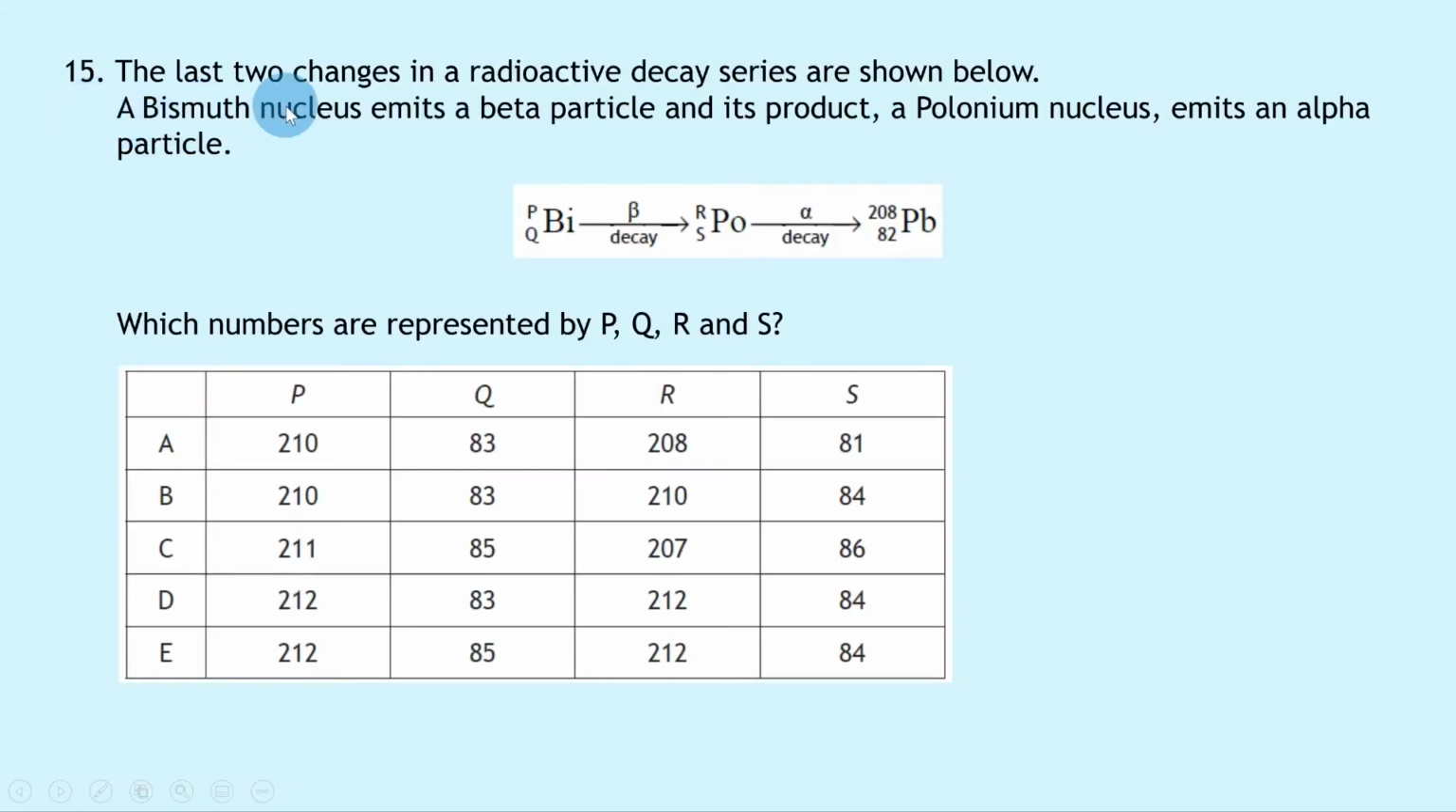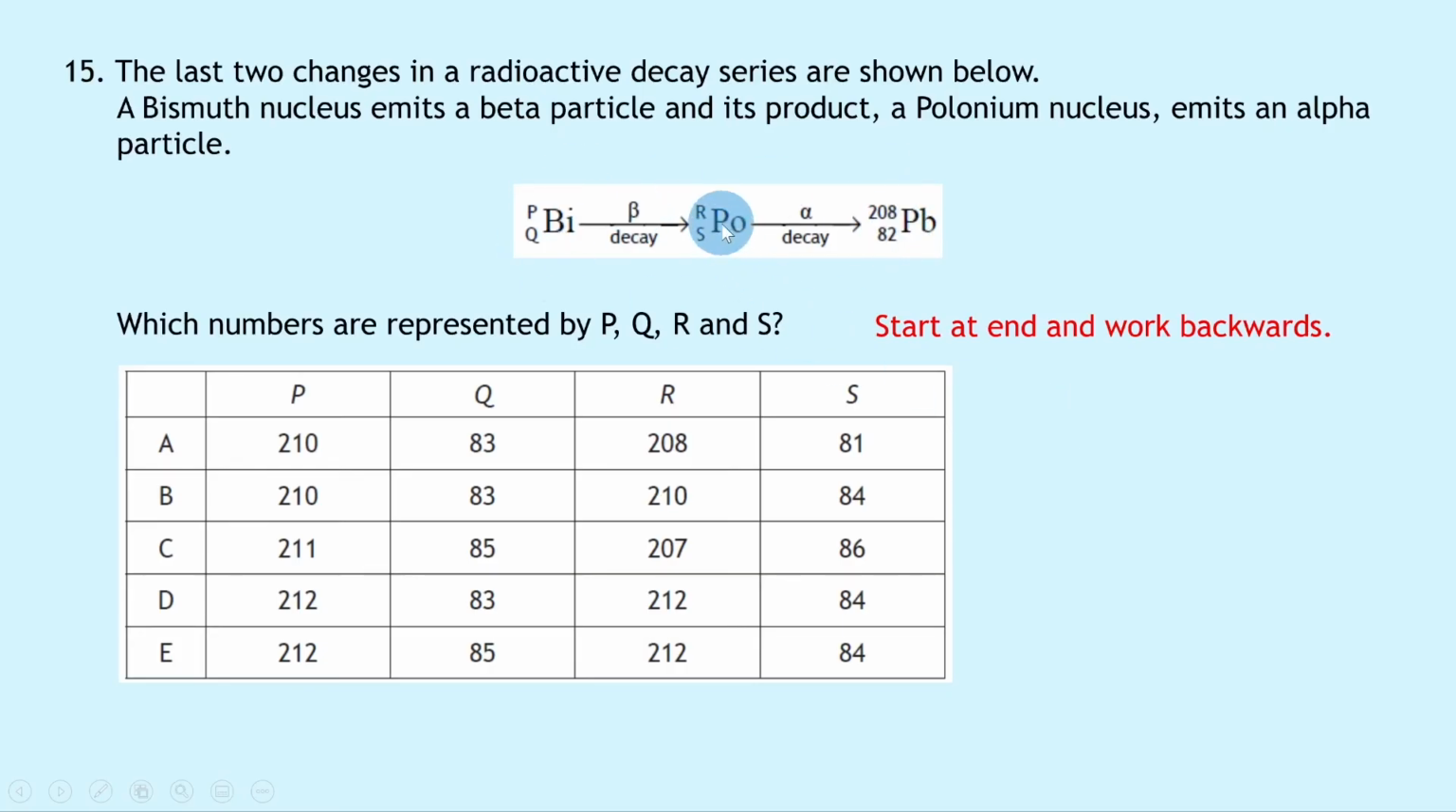Question 15 says the last 2 changes in a radioactive decay series are shown below. A bismuth nucleus emits a beta particle and its product, a polonium nucleus, emits an alpha particle. So we have our bismuth nucleus undergoing a beta decay to give us polonium, and then this polonium nucleus undergoing an alpha decay to give us lead. Well, to answer this kind of question, we need to start at the end and work backwards, because we're given the mass number and the atomic number at the end, but we don't know any of the other numbers.